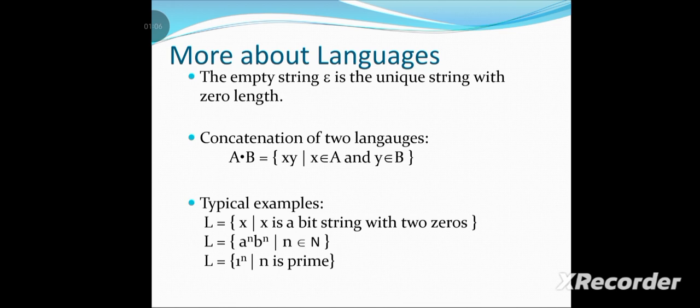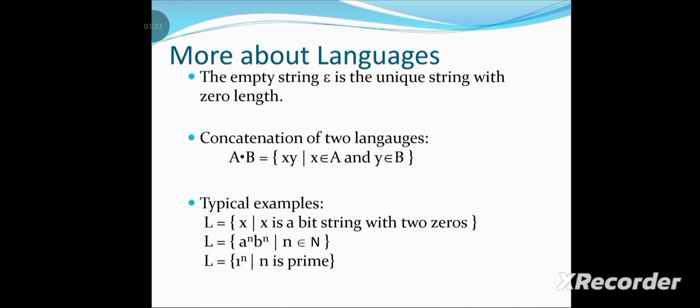We can also concatenate two languages. For example, A times B will have xy such that x belongs to A and y belongs to B. So we can concatenate them and bring it as a new language.